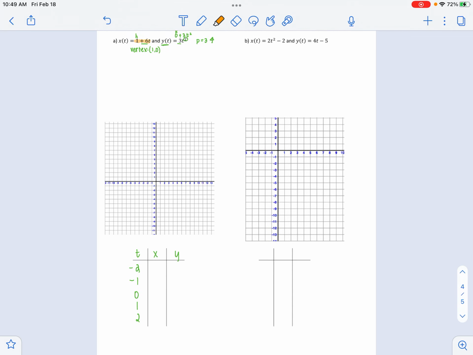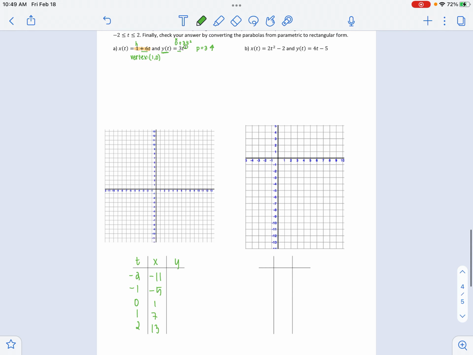All right, so plugging in -2, 6 times -2 is -12, plus 1 is -11. That's a linear equation, so I can keep just adding 6 if I'd like, which I'm going to do. Negative 11 plus 6 is negative 5, plus 6 is 1, plus 6 is 7, plus 6 is 13. If you want, you could always check the last one. Plug in 2, you get 12 plus 1, which is 13, just to make sure you didn't make a mistake.